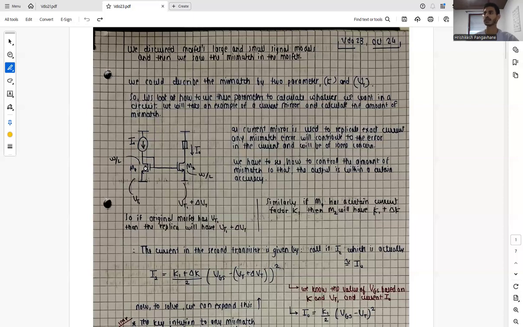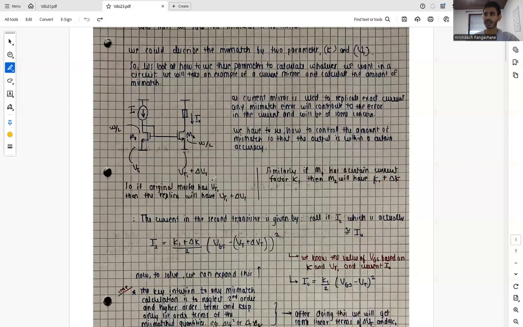So if the original MOSFET has VT1, let's say due to mismatch, the replica will have some VT1 plus a minute amount of delta VT. And similarly, if M1 has a certain current factor K1, then M2 will have some K1 plus a minute value delta K.